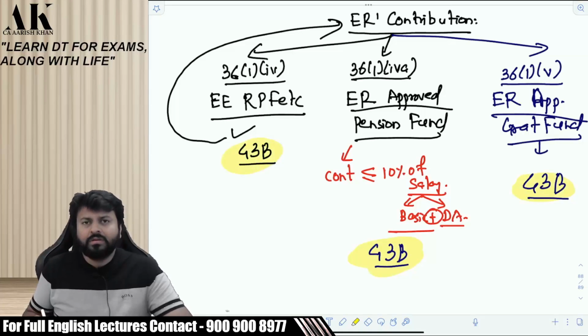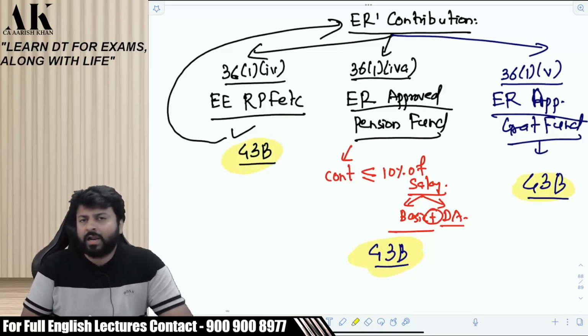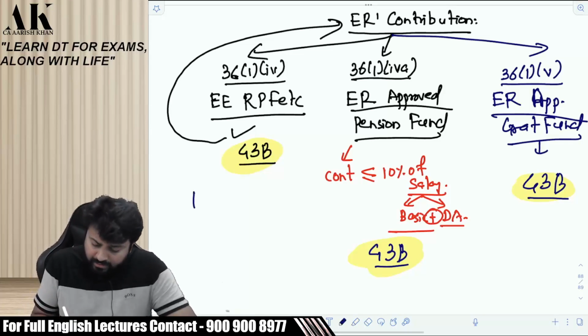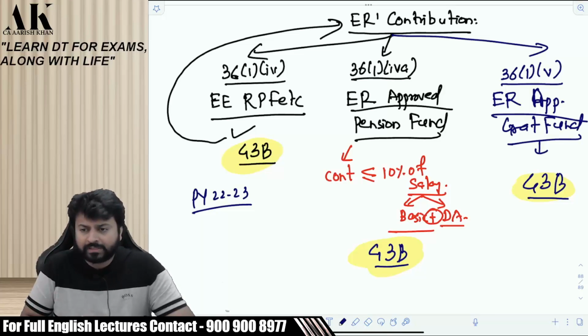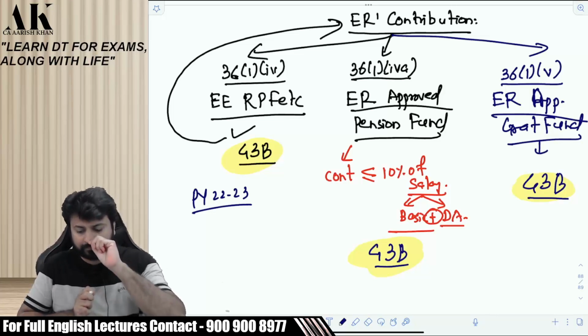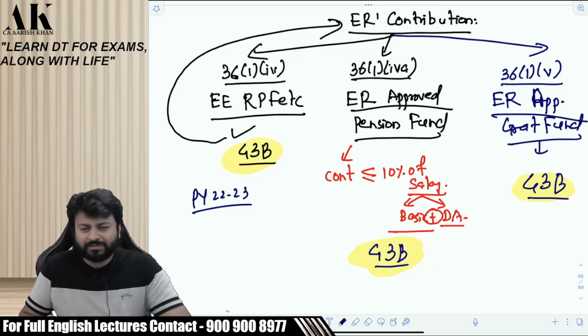43B tells that certain expenditures are allowed on actual payment. By when am I supposed to pay, so that I can get the deduction in the current year? Say I want a deduction in previous year 22-23. By when should I pay? Not March 31st. You should be aware of this much. You guys said on the first day that you do tax audit.